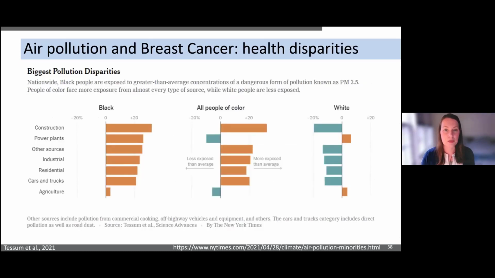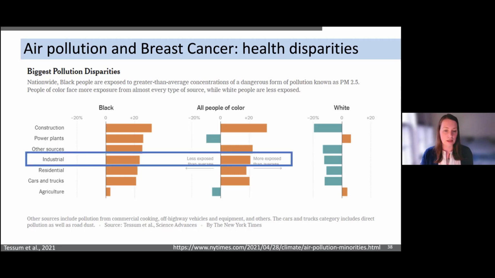And race ethnicity is really important because I think that this has been highlighted very well recently in a report by Tessem et al. that came out last year, that in the United States, Black people are exposed to greater than average exposure to PM2.5 from all sources. And this was also highlighted in the New York Times. And so hopefully we'll be able to address those disparities in our pooled study.